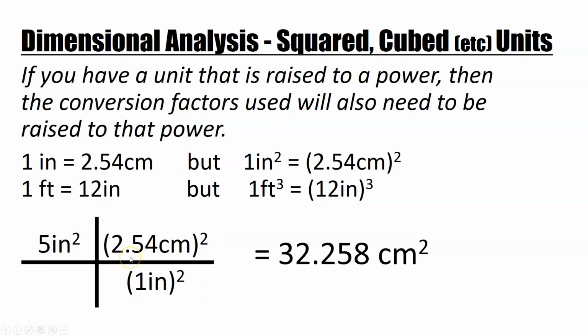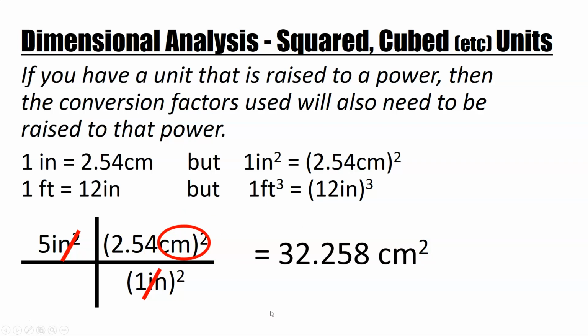So I can't just say 2.54 centimeters over 1 inch. What I need to do is put the conversion factor in parentheses and square both pieces. The really important part is that you need to square not just the unit, but you need to square the number as well. Now, my inches squared will cancel with inches squared. 5 times 2.54 squared is going to give me my final answer, and it'll come out with those centimeters squared.